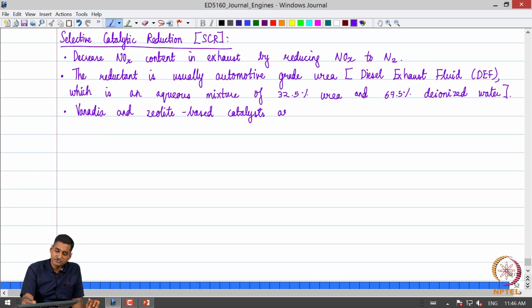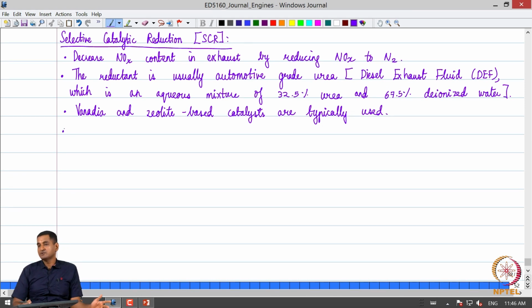Catalysts are typically used to accelerate this reduction reaction. So that is selective catalytic reduction. This is pretty efficient in reducing the NOx levels by up to 90%.